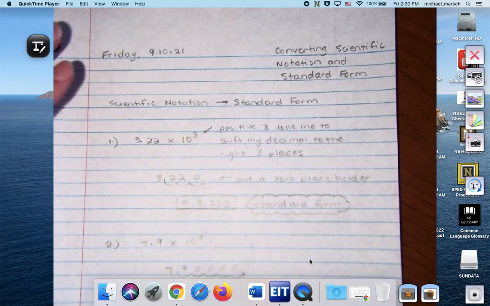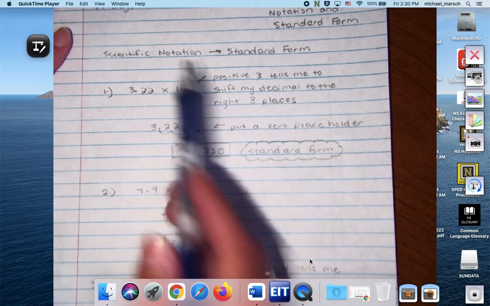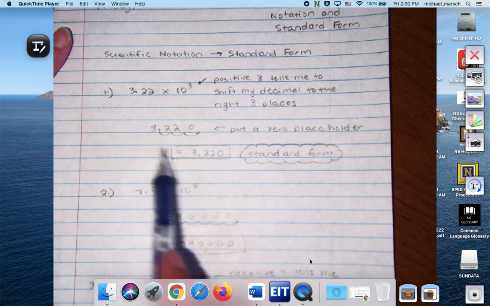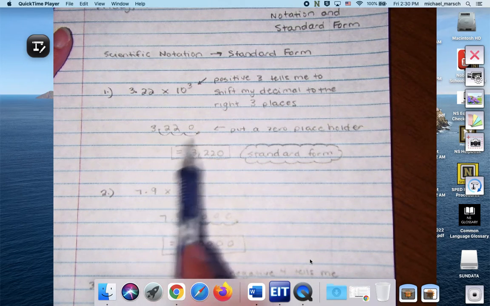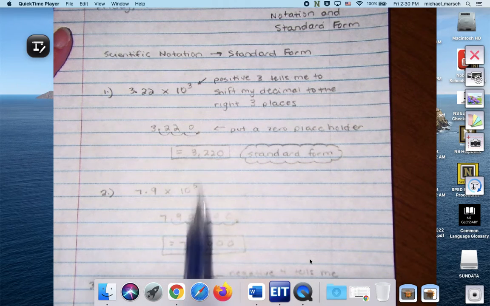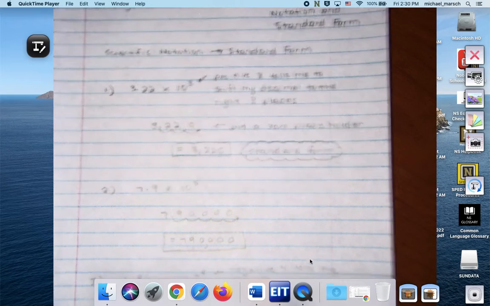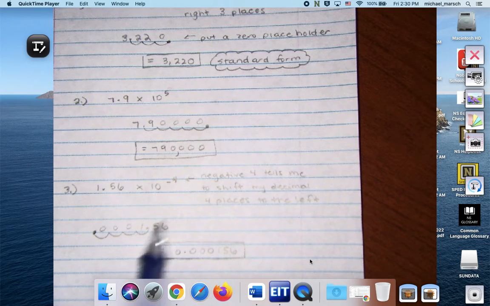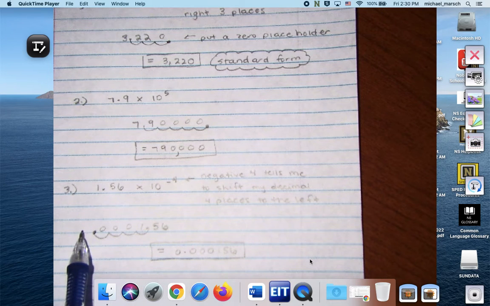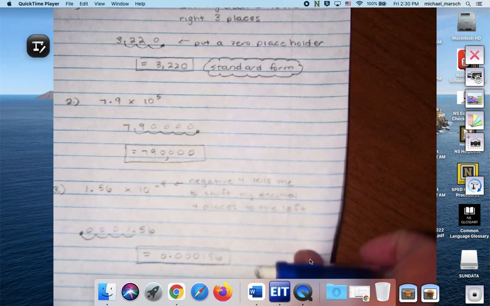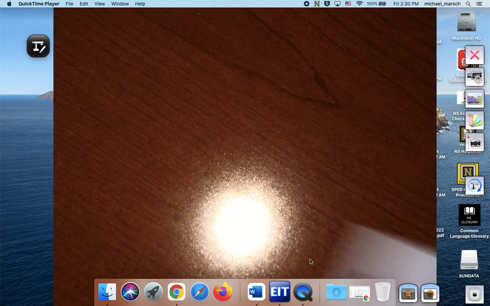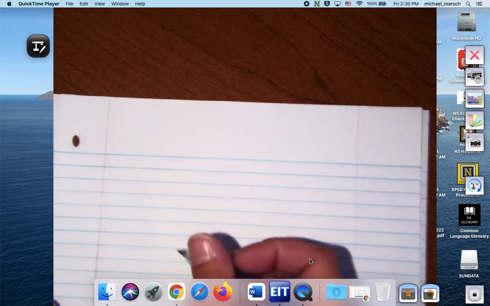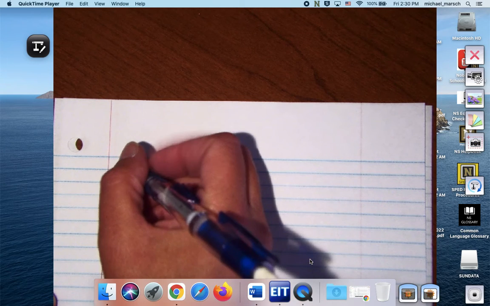So we spent time yesterday converting from scientific to standard, where we looked at the exponent that told us how many loops to move the decimal, put in our placeholder, and then we had our values. Remember, positive exponents we move to the right, negative exponents we move to the left. Okay, so we're just going to continue with our Friday notes. So you don't have to put a new date.